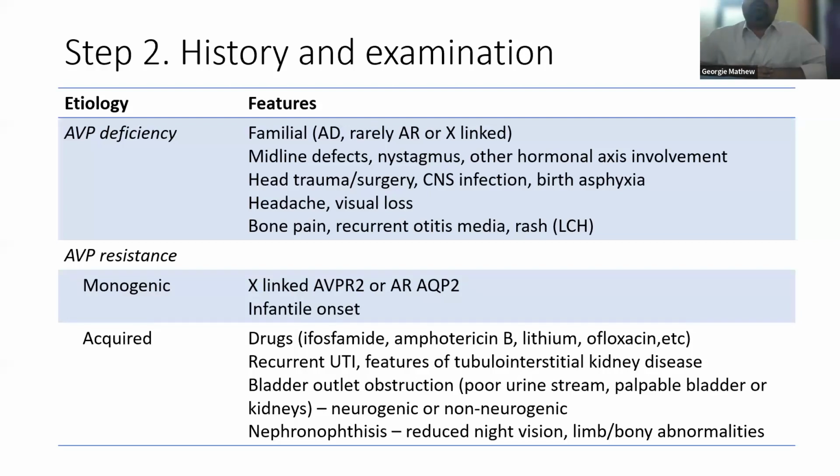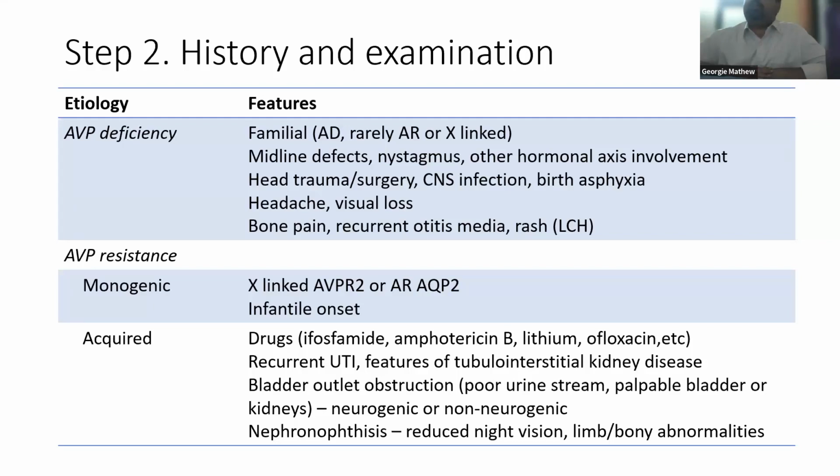Vasopressin deficiency can be predominantly congenital, including congenital hypopituitarism, Wolfram syndrome, PCSK deficiency, etc. These can manifest in the form of midline defects, nystagmus, optic atrophy, other hormonal involvement like growth hormone deficiency, short stature, etc. In a child with a past history of head trauma or surgery, CNS infection, or birth asphyxia, you should also look for features of hypopituitarism.